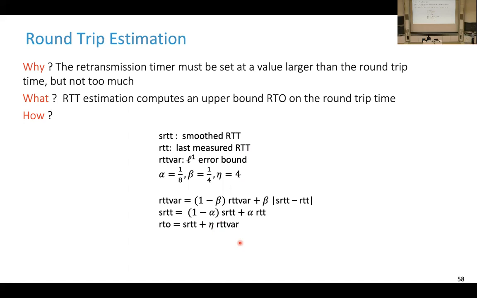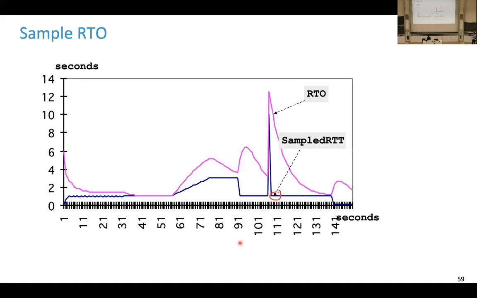So this is how it is done. Here we can see the evolution of the measurement of two things. Here you have in black the sample RTT, round trip time, and in pink, the retransmit timeout. The first thing you can see is that the retransmit timeout begins at 6. This is a default value also in Linux.